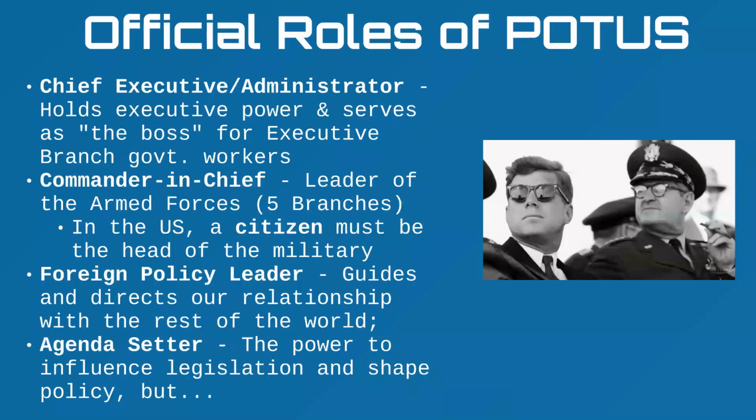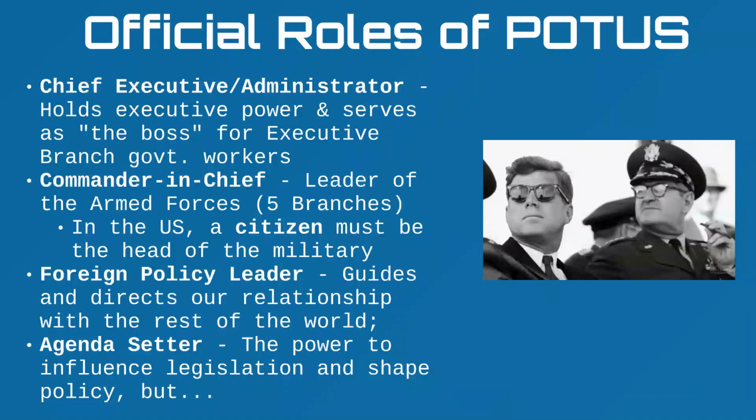So a lot of information on that last section here. So we're going to try to move quick through the rest of this stuff. Some official roles of the President of the United States. You have the Chief Executive and Administrator. They are the boss of the executive branch, and they have tremendous power because of that. It is a massive branch that includes our military and all these different agencies, from the CIA to the IRS.